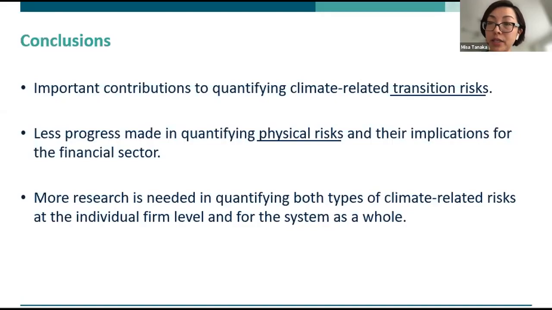And I think this is an outstanding area of research where we would really welcome more work. So I just wanted to conclude by saying that really more research is very much needed in quantifying both types of climate-related risks. And we have to be able to measure them at individual firm level and for the system as a whole. And I would very much welcome further research from Professor Engle, as well as other excellent researchers attending here today on these topics.